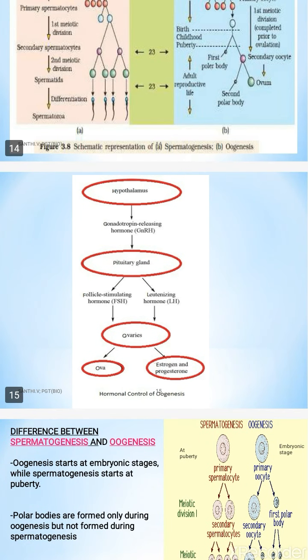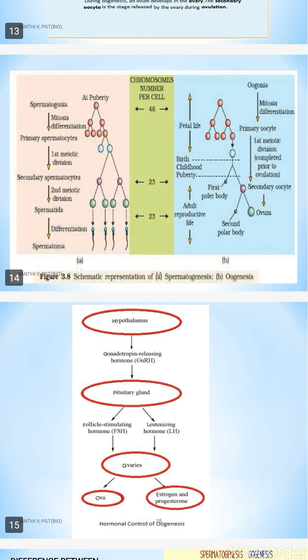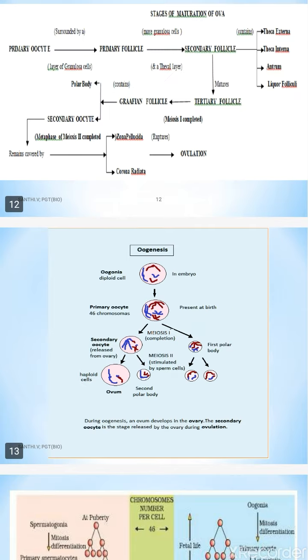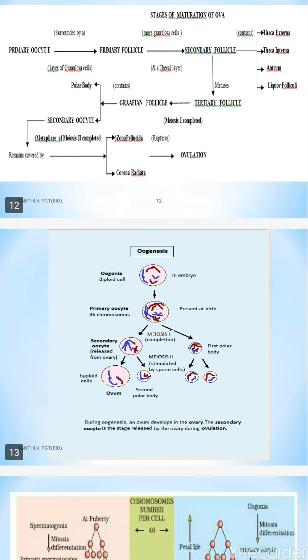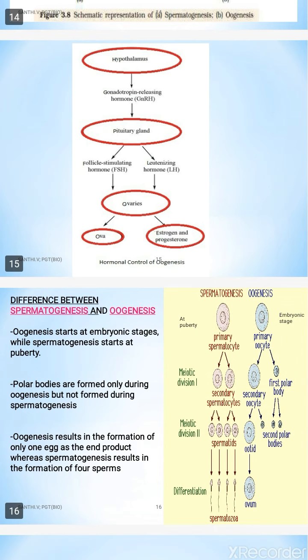Once again, hormonal control can be asked separately for 3 marks, the ovum formation, that is oogenesis, can be asked separately for 5 marks, and sometimes differences can also be asked in board exams. Okay, children, go through this. The main difference is that oogenesis is completed only on the entry of sperm, but spermatogenesis is not like that. It is completed automatically.